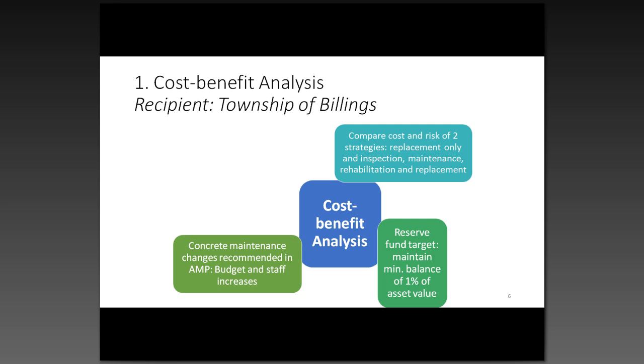Another interesting idea was about the reserve fund target. And I know there's a lot of interest right now in performance management around asset management, and getting some numbers and getting some aggregate targets and some service-specific targets. And so one of the ones that Billings employed is that an annual contribution to respective capital reserves should be made to maintain a minimum balance of approximately 1% of the asset value. So if you're looking at starting metrics on increasing investment, Billings could be a precedent for you.